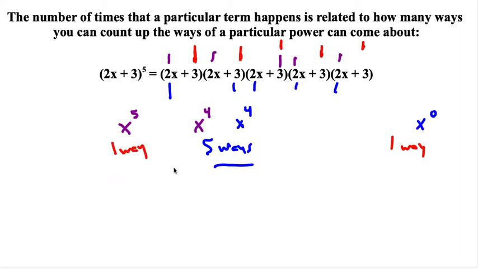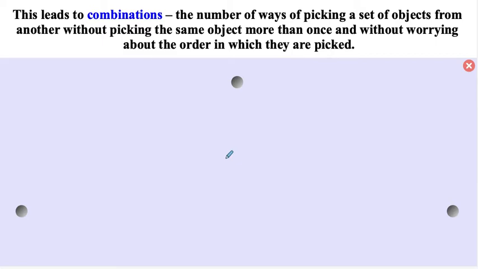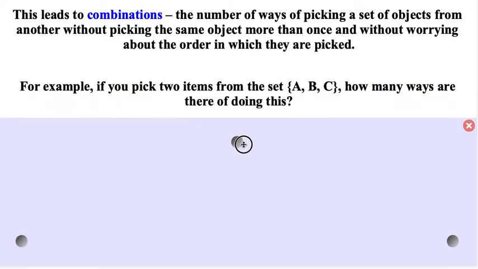Now it turns out this is a combination, as in what we're doing is we're picking a subset, in this case of 2x's, out of a bigger set. That is, there's 5 of them to pick from, if you will. And we don't care what order we pick them in, but we're just counting up the number of ways that can happen. That, as it turns out, is a combination. So this does lead to combinations. It's picking a set of objects from another without picking the same object more than once and without worrying about the order in which they are picked.